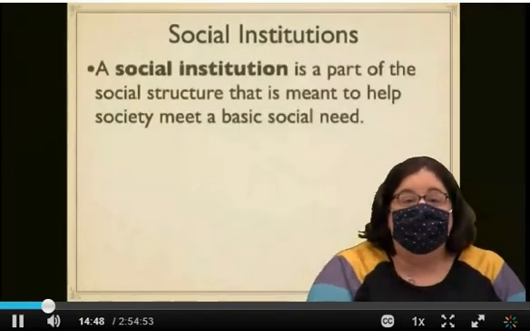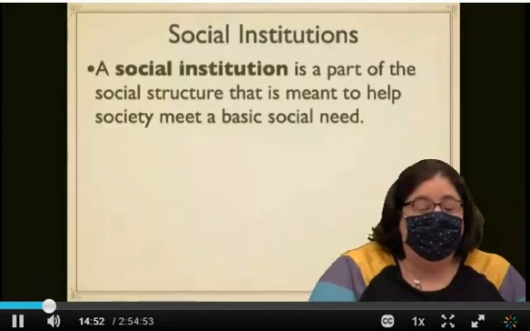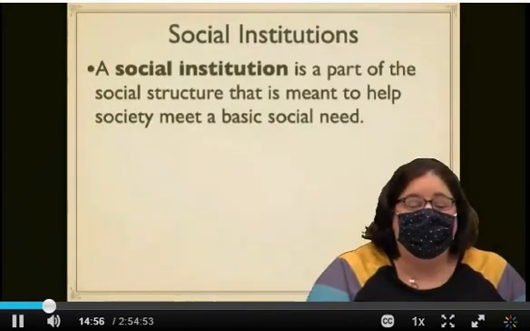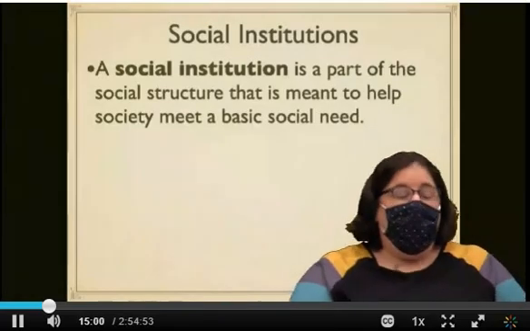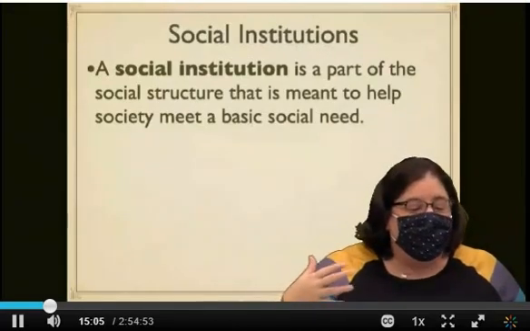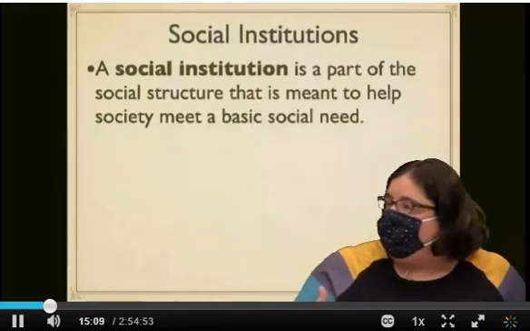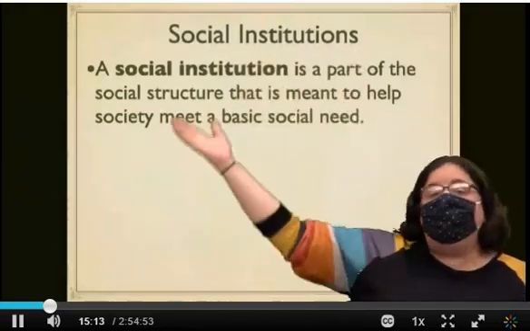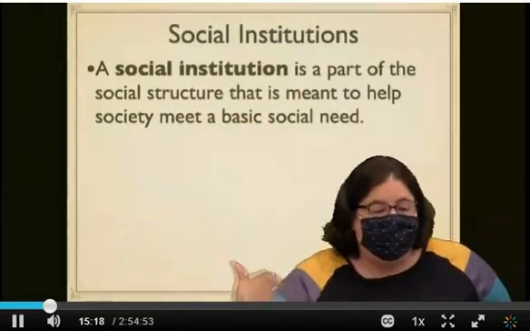A social institution is a part of the social structure that is meant to help society meet a basic social need. So we have these needs as a society, right? Like we need to make sure that we're able to pass on knowledge to the next generation, right? That's a need that human society has. So we've developed a social institution that helps us meet the need of passing on knowledge, right?